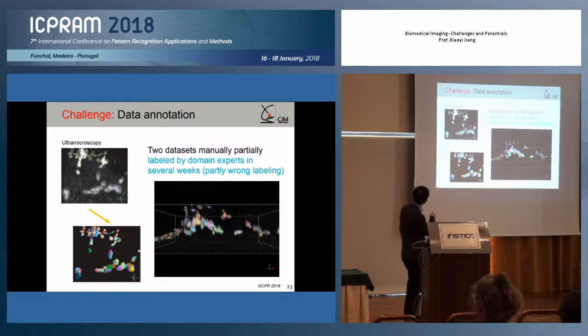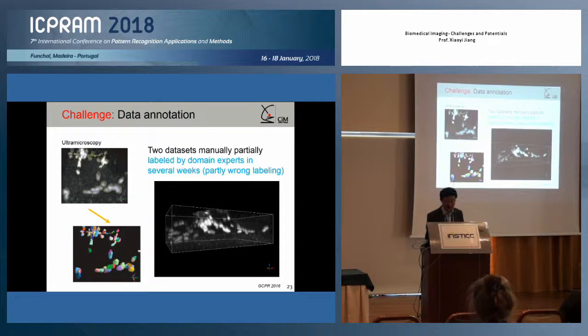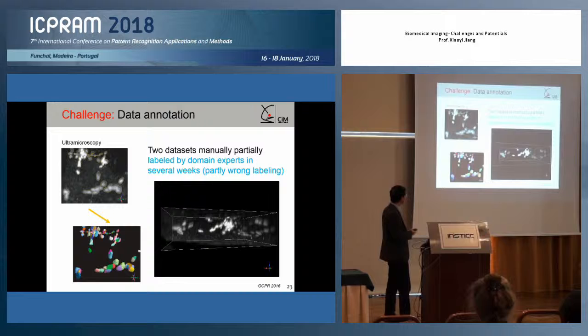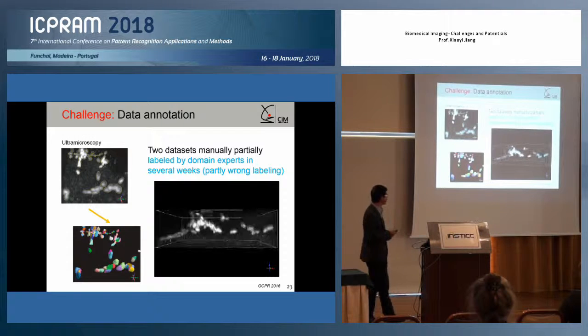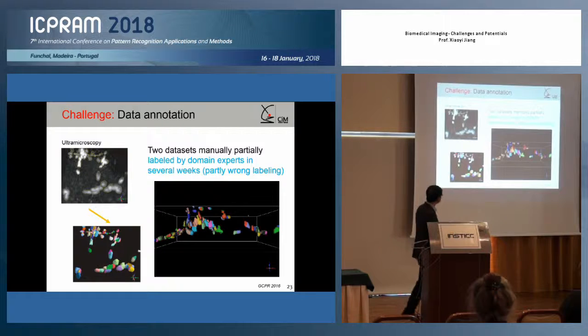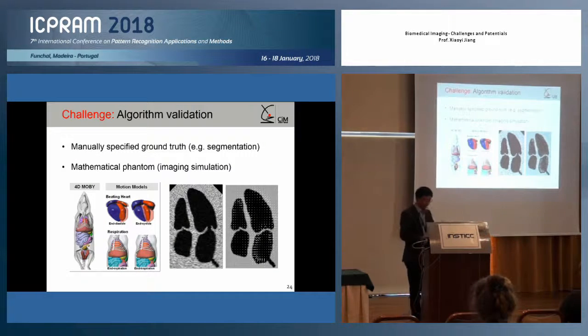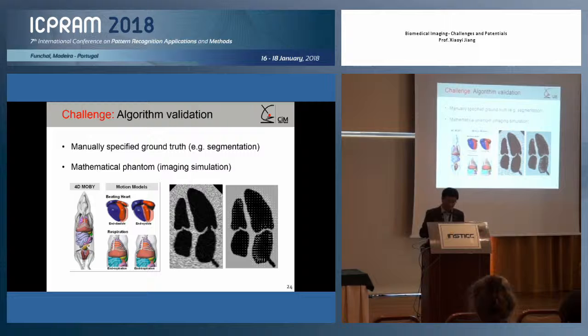In the case of so-called ultramicroscopy with very high resolution, some domain experts spend several weeks just partially annotating two data sets. Partially, not the whole data. This is a hard job for them. And we use such data for finding the cells, and finally the nuclei of the cells, for quantification purposes. And even given such validation data, the question is how we validate algorithms for biomedical imaging, for instance, segmentation and motion analysis.